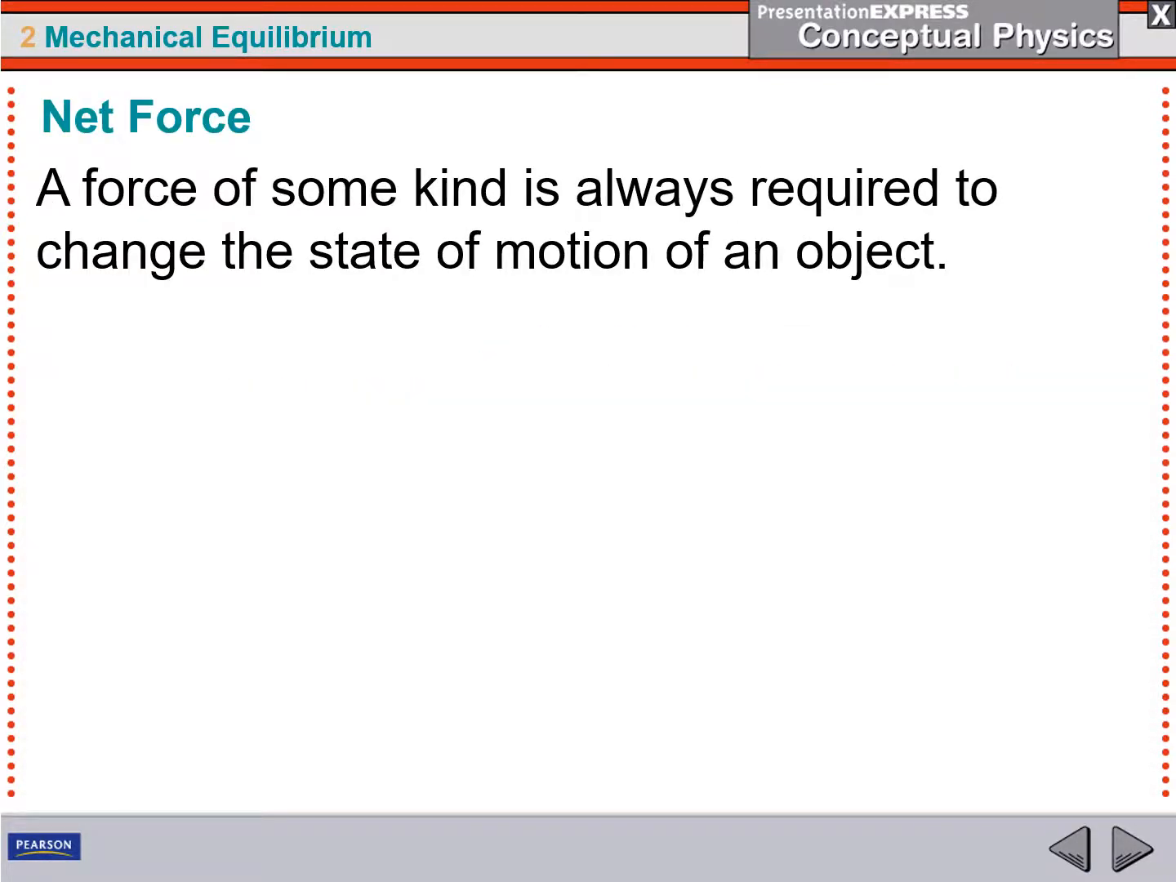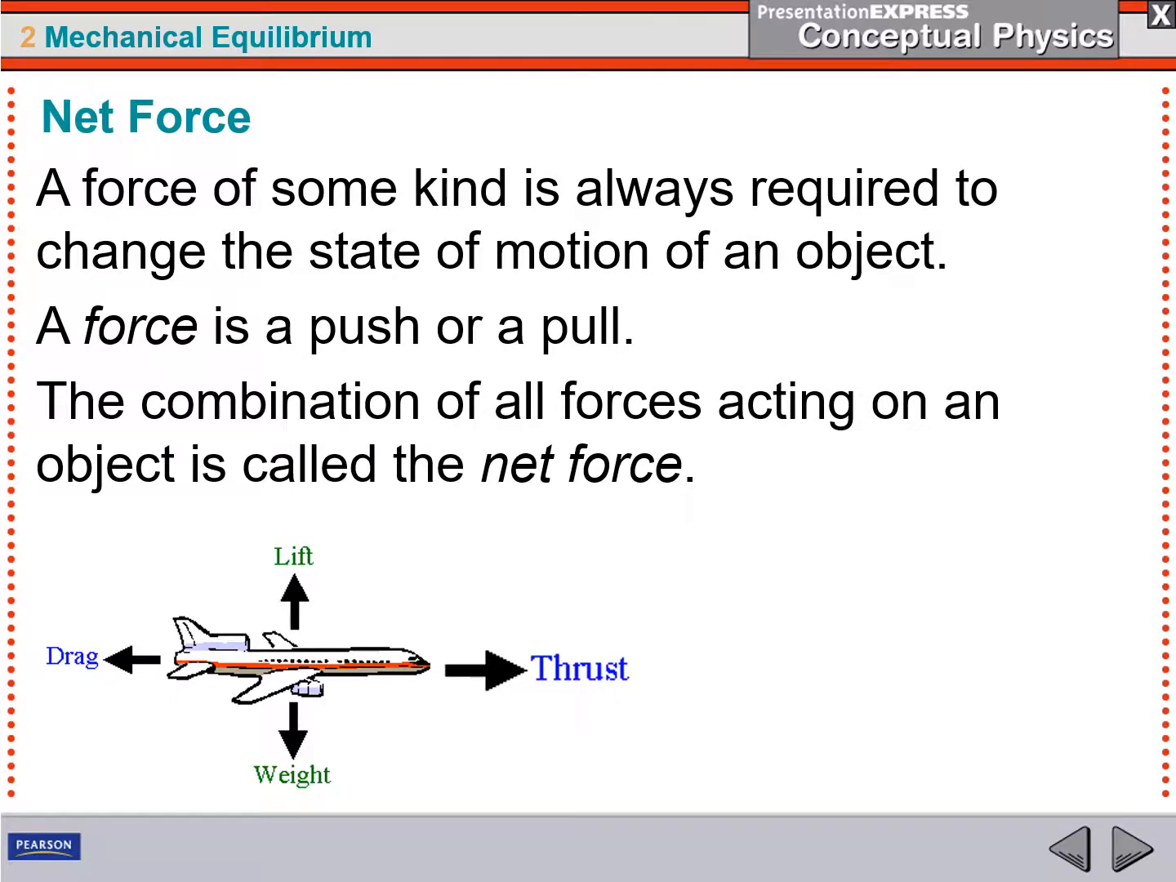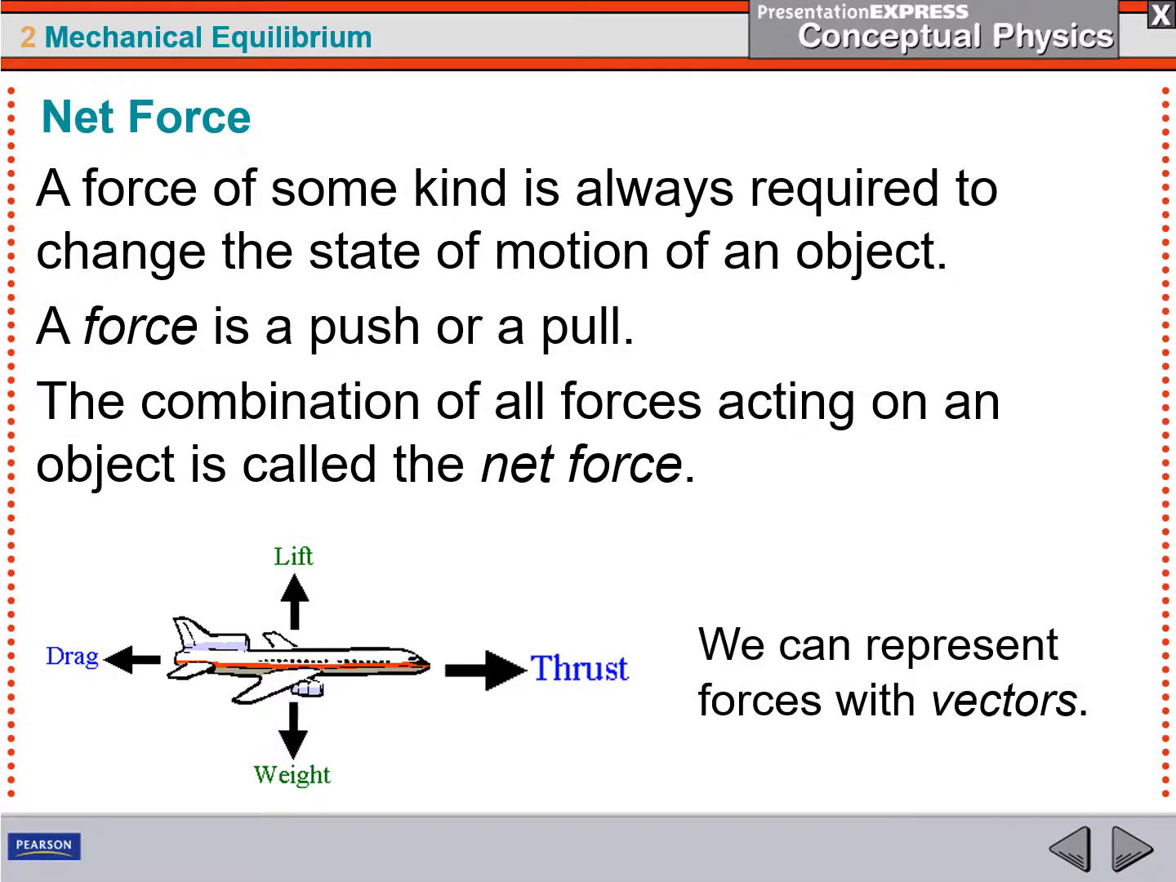Now, in our first exciting episode, we learned that a force is required to change the state of motion of an object. A force is any kind of push or pull, and a force is required to make an object change its motion. They're also required to change an object's shape or size. The combination of all forces acting on an object is called the net force. So you can have multiple forces acting on the same thing at the same time. You have to add them all up, and the overall net force determines the type of change that occurs.